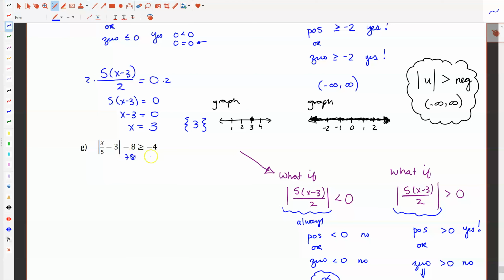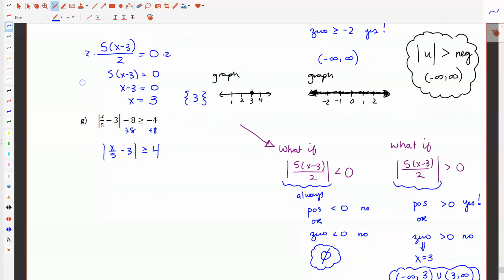So the first thing we need to do is isolate our absolute value. We'll add 8 to both sides, and then we have something that we can assess the validity of, set up and solve. I get the absolute value of x over 5 minus 3 is greater than or equal to 4. I'd encourage you to take a moment right now and see if you can remember what you need to do to set that up and solve it without referring to your notes.